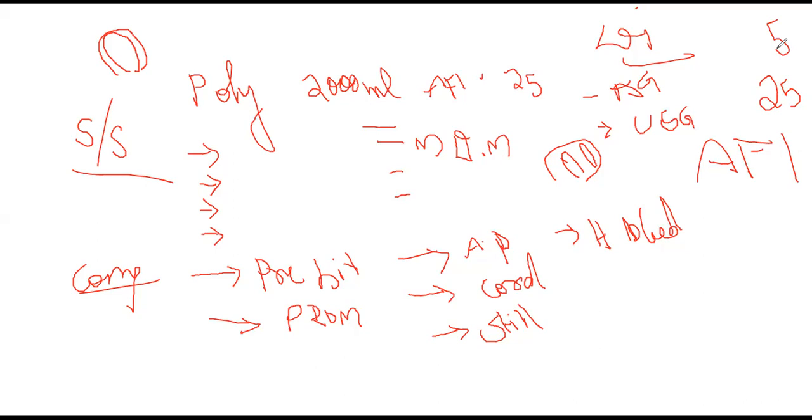So how will you treat it? Actually, you have to find out the underlying cause. For example, if the mother is having diabetes, you have to treat the diabetes. Then in case of a preterm baby, if the polyhydramnios is very high, you have to drain the amniotic fluids.